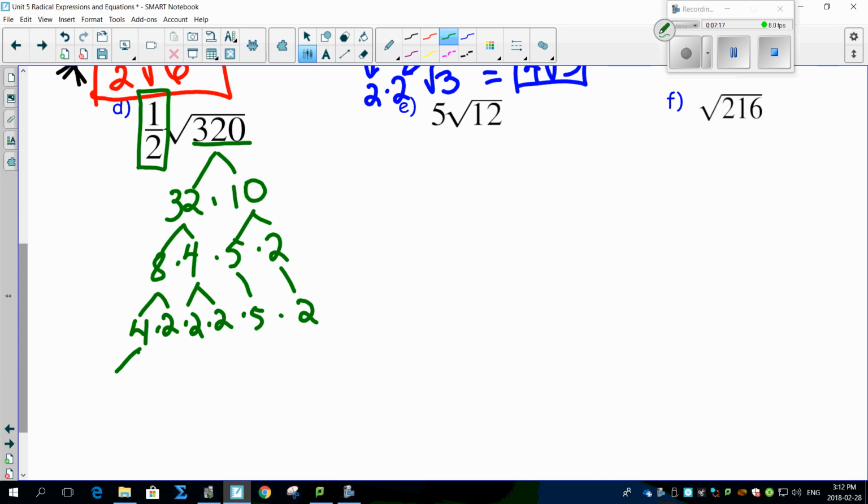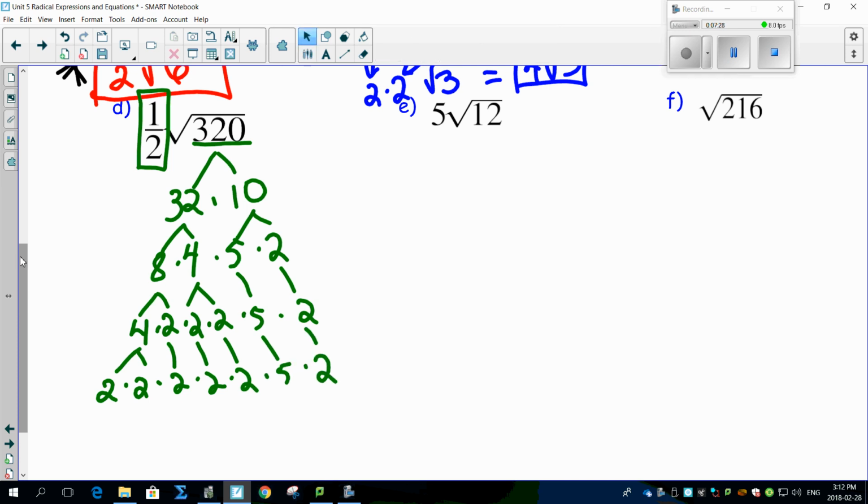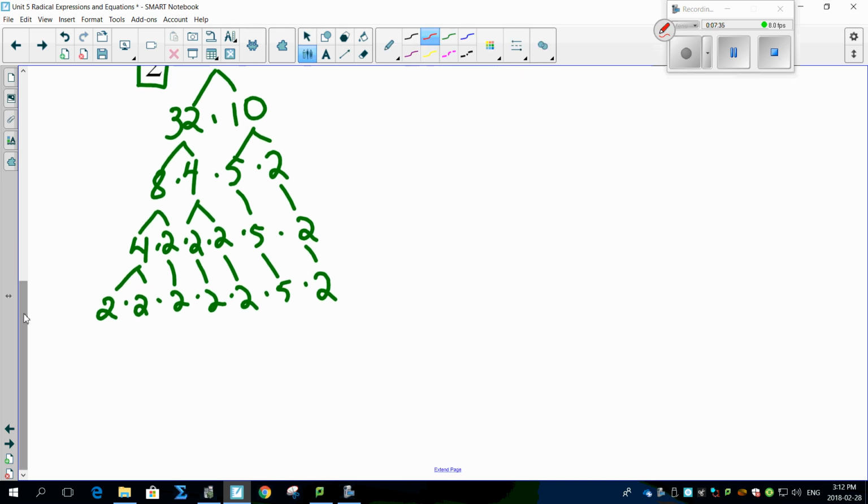Break it down again. Look at this. You have 2 times 2 here. You still have the 2 from this one, the 2 from this one, the 2 from this one. There's the 5, and there's the 2. Oh my goodness, we've got this torrential mess going on here. Not really. It is a big factor tree, but let's simplify this.